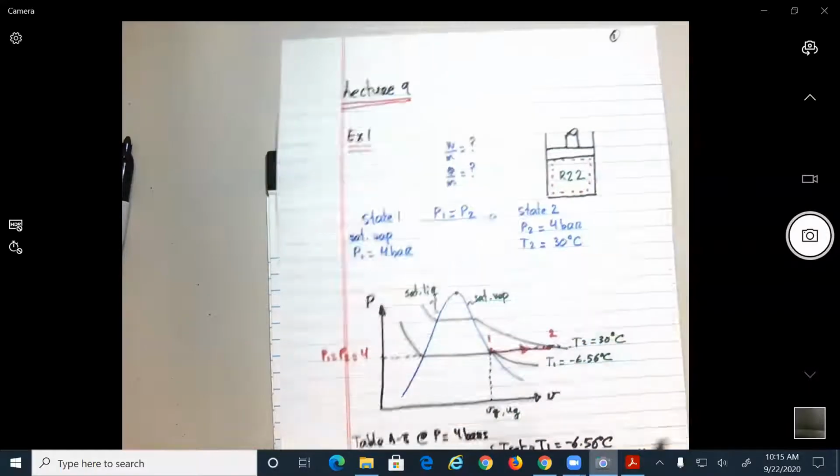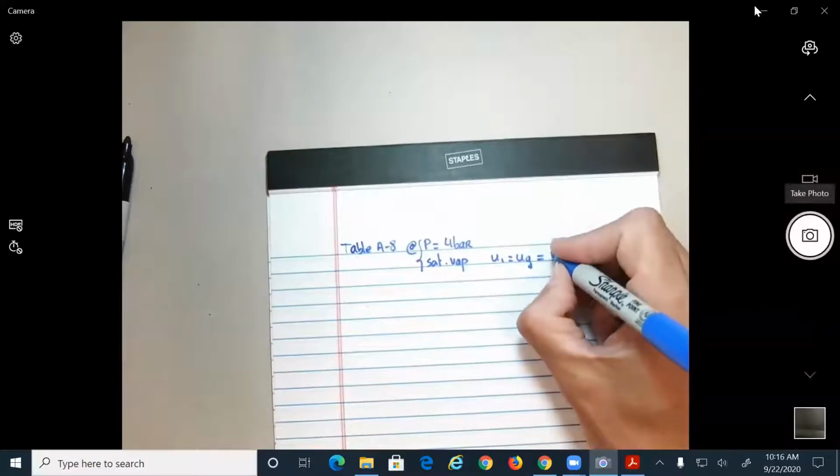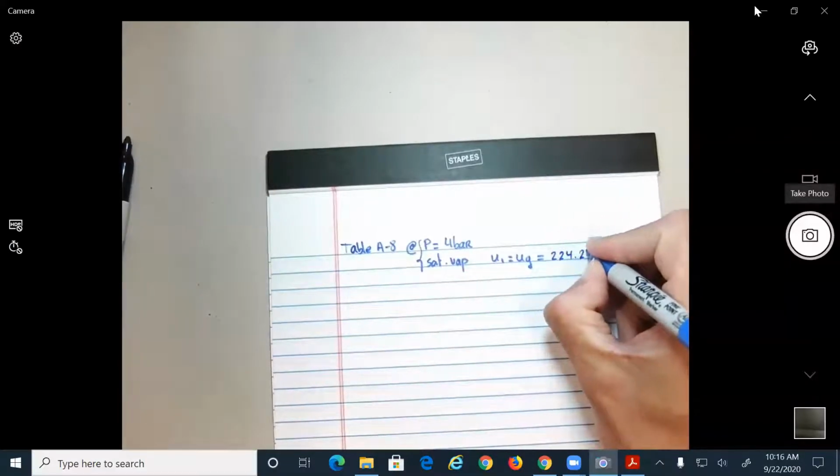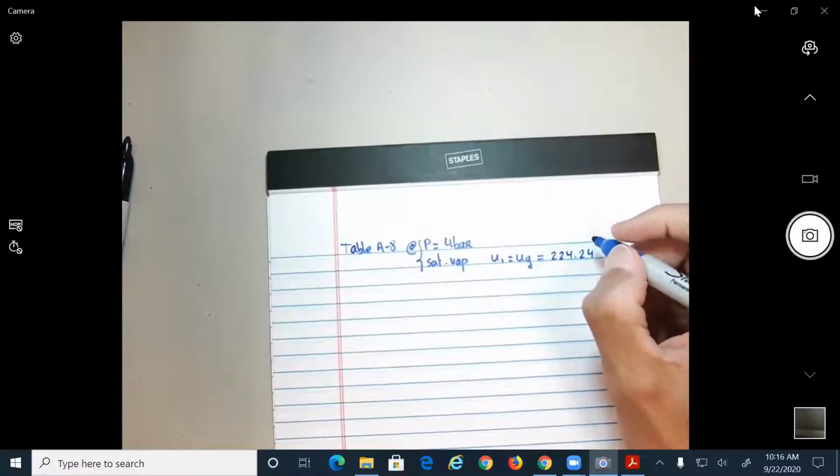So that value in that table is at 4. U sub G is 224. Oh, that's 4. Sorry, the one above. Be careful, okay? Sometimes it helps to bring a ruler if you print them. So it's 224.24. All right. So U1 is 224.24, and the unit for this should be kilojoules per kilogram.